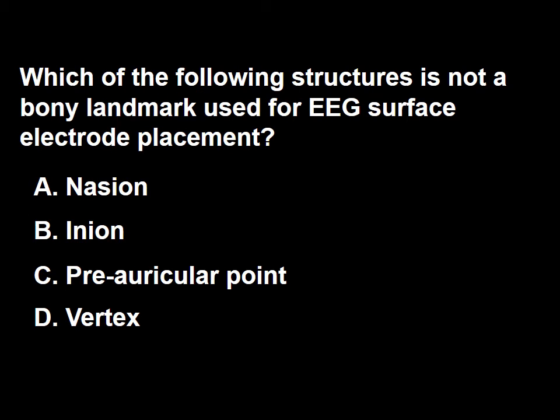Which of the following structures is not a bony landmark used for EEG surface electrode placement? A. Nasion, B. Inion, C. Preauricular point, D. Vertex.